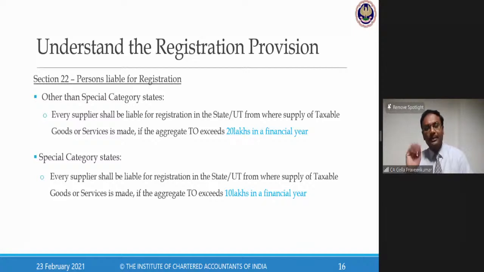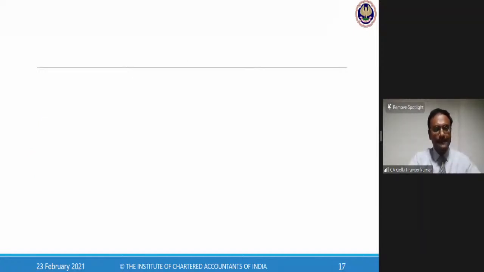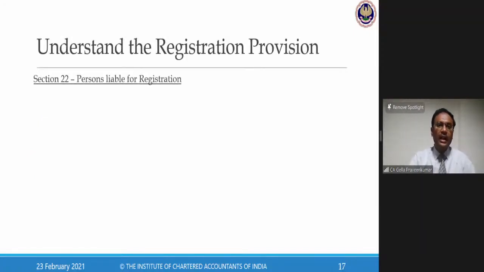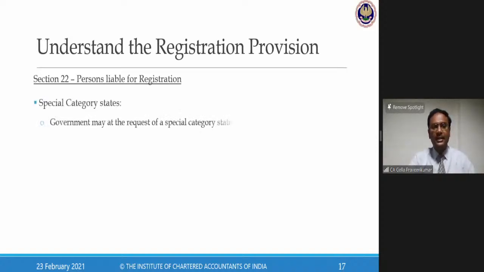So as of now, please keep in mind, as per my section 22, there are only 4 special category states. If my aggregate turnover, what is aggregate turnover? There are 4 elements. Now, if my aggregate turnover is exceeding 20 lakhs, you're not in a special category state, then you have to get registered. If you're in a special category state, my aggregate turnover is exceeding 10 lakhs, then I have to register. This is what they have said. Understand?